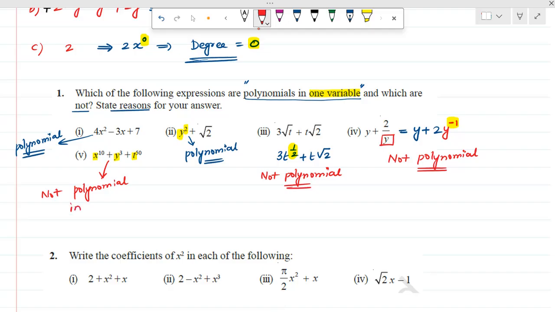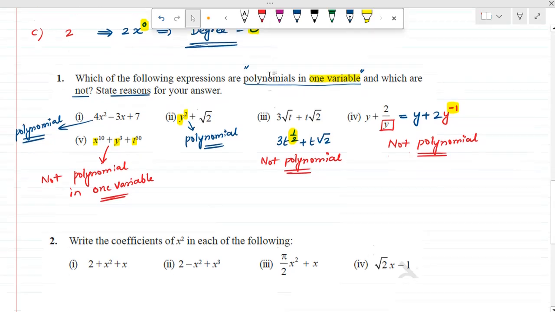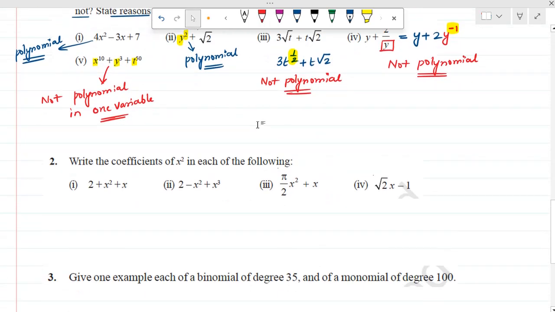Polynomial in one variable. That's it. So you will have three variables here. That's why it is not a polynomial. Now what about the next one? Write the coefficient of x power 3. So I have to take the coefficient of x power 2, in each variable.